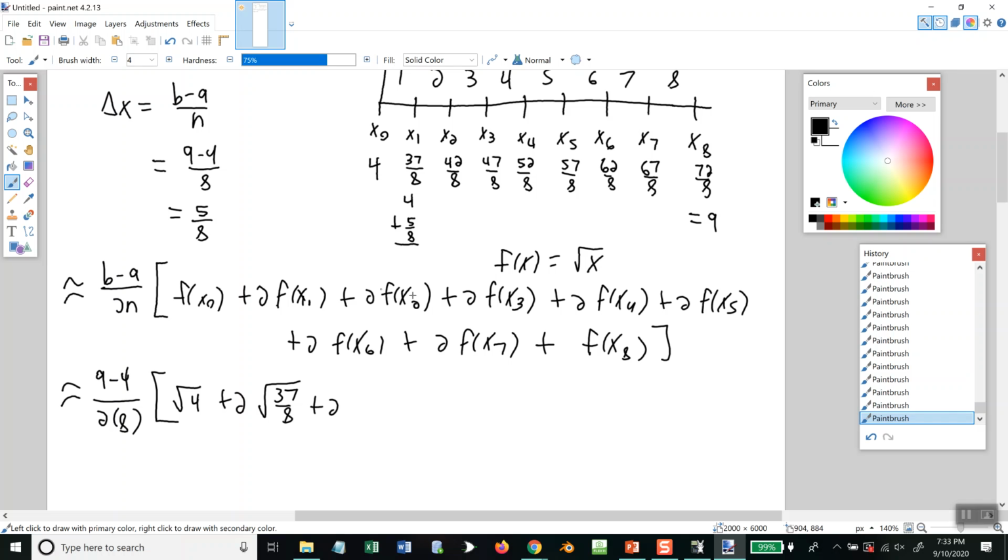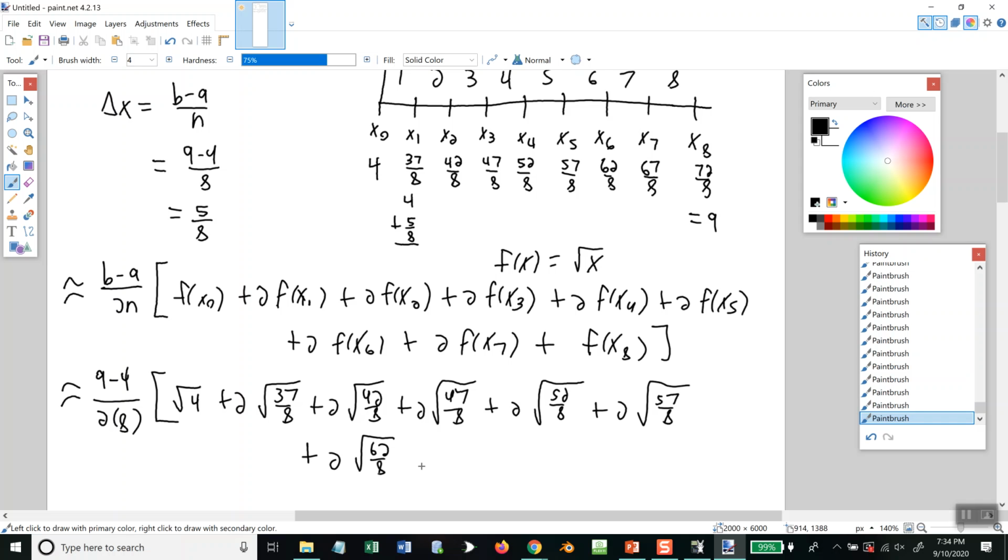plus 2 times x2, and I'm just going to actually plug these in. So I'll quit saying it. 42 over 8, 47 over 8, 52 over 8, 57 over 8, 62 over 8, 67 over 8, and our last one, the 9, we don't have a number in front of it, so it's the square root of 9.